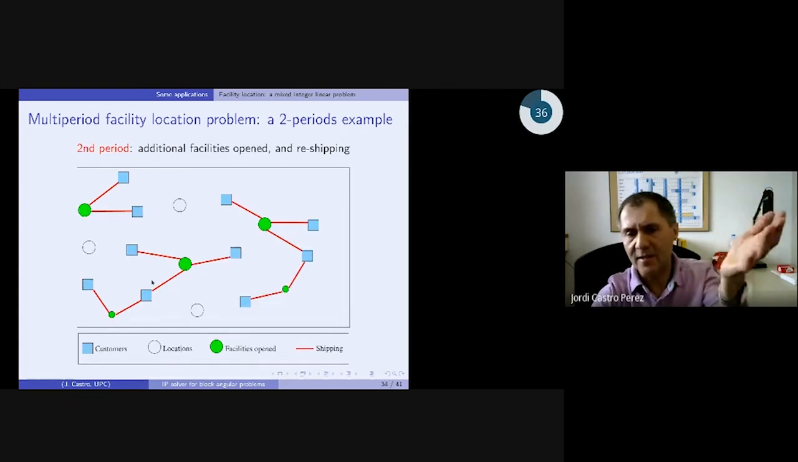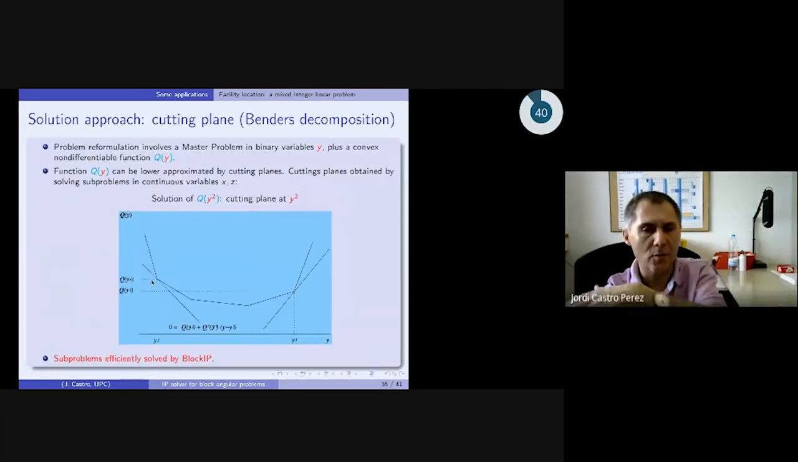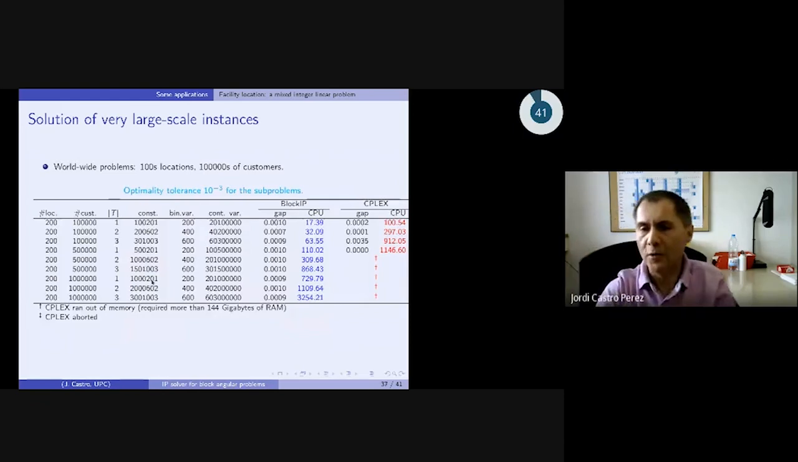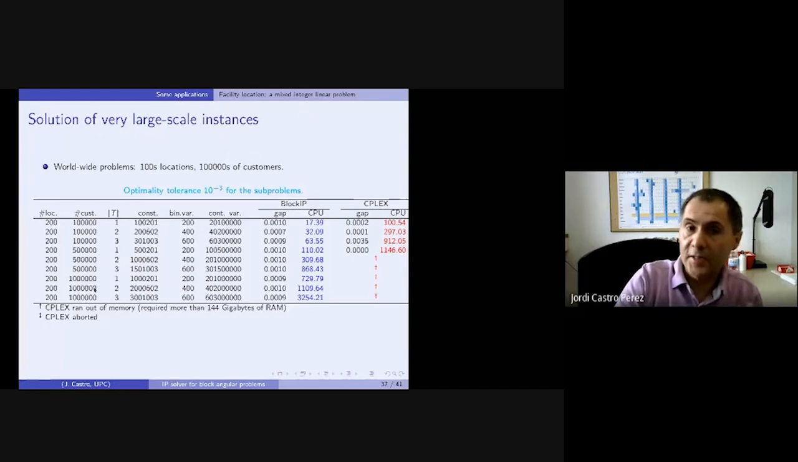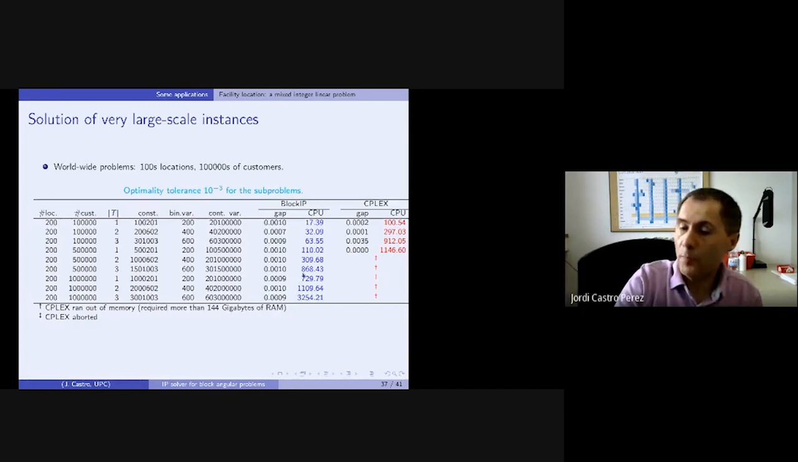You have the slides here. You have the formulation. Those are some results. And I can only tell you that we were able to solve large facility location problems, with 600 million continuous variables, 600 binary variables, 3 million constraints, and block IP solved this. This is an integer problem, a facility location problem, in less than 1 hour. But Cplex could not solve any of the larger problems because of memory requirements. It required too much memory.